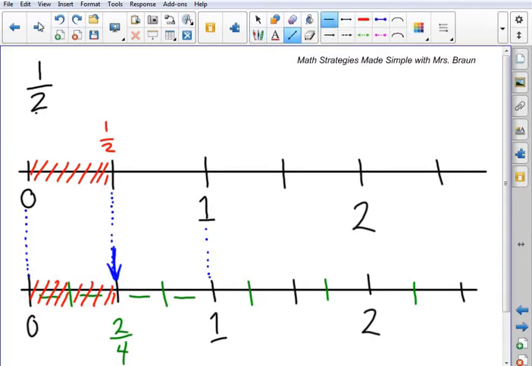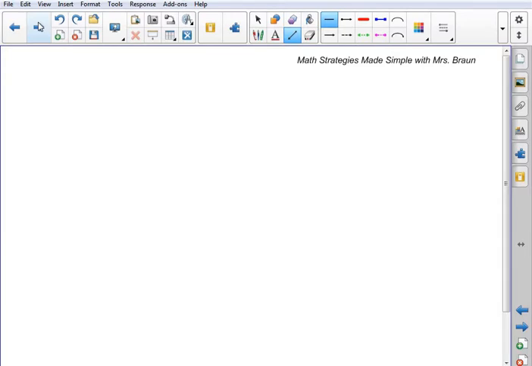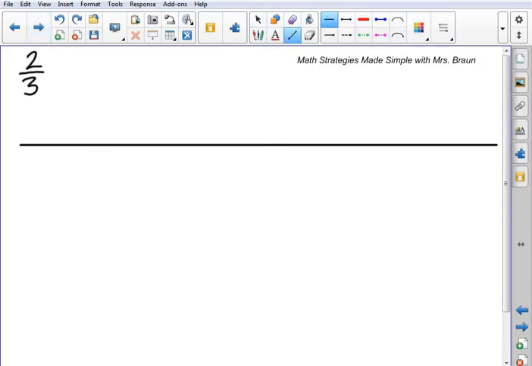Let's take a look at another example. Let's take a look at the fraction 2/3. So the first thing I'm going to do is represent 2/3 on a number line. I'm going to draw my number line. I'm going to start with my 0. And then I'm going to have 3 equal pieces because my denominator is 3 between each whole.